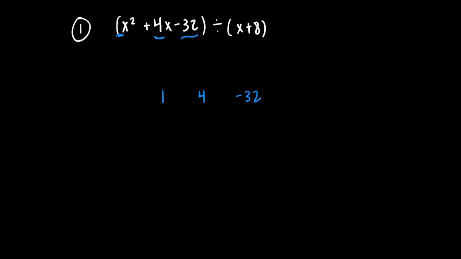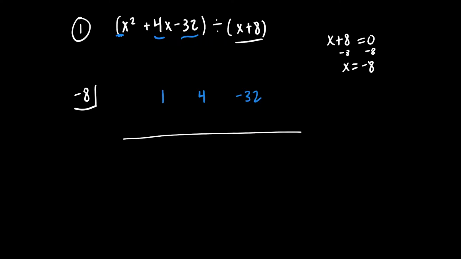Next thing we're going to do is we're going to come over to the x plus 8. If we're dividing by x plus 8, that means that x plus 8 is going to be a factor of this polynomial, which means if we took x plus 8 and set it equal to 0, much like when we were solving by factoring, we would be able to figure out what x is. So x in this case would be negative 8. So you could just subtract 8 from both sides. So what we're going to do is put the negative 8 over here in a little box. And what we're going to do next is really cool.